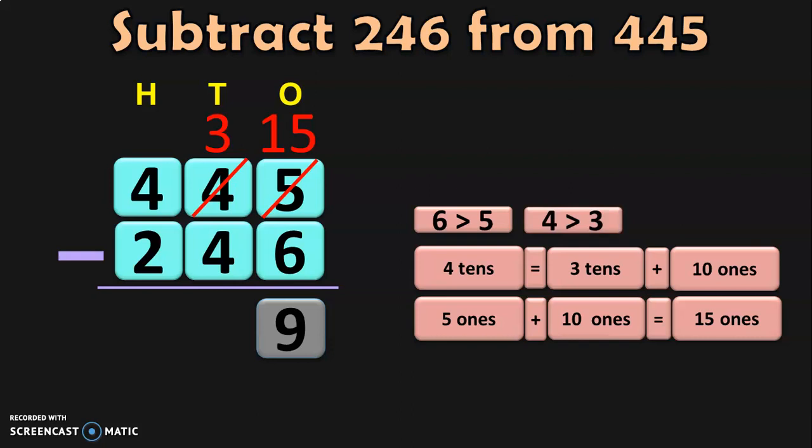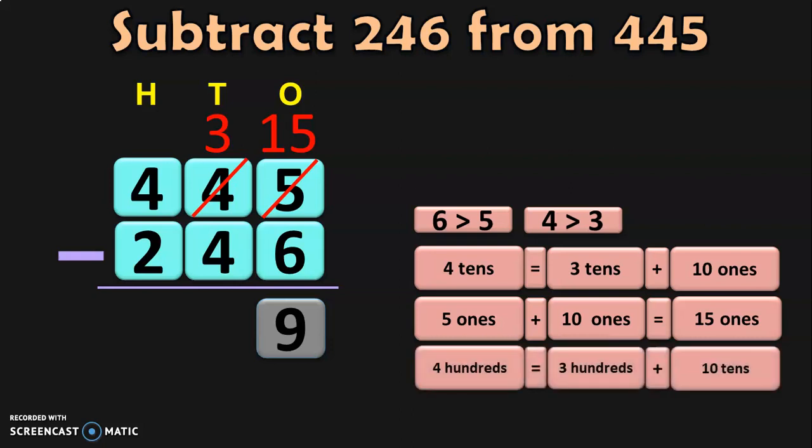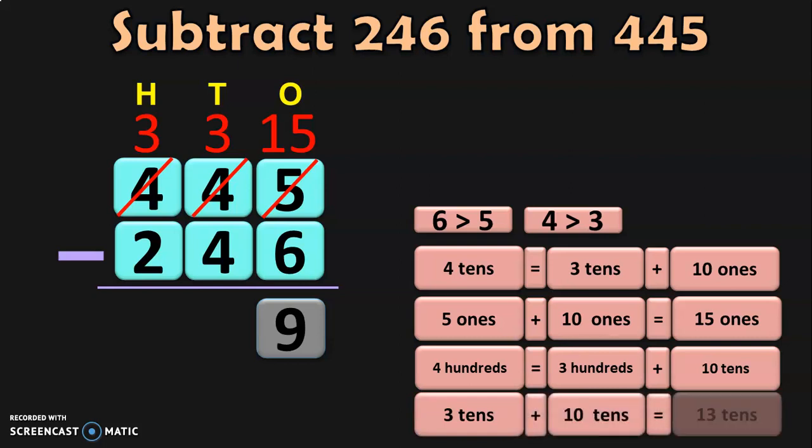So now we have to move to the hundreds place for borrowing. So in this sum we are going to regroup the hundreds place where you have 4 hundreds which can be regrouped as 3 hundreds plus 100 or 10 tens. So 4 hundreds will become 3 hundreds and the 10 tens will be given to the tens place. In tens place we already have 3 tens. 3 tens plus 10 tens will become 13 tens. So now in the tens place you will have 13 tens.